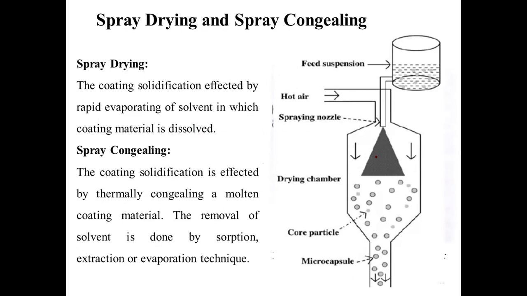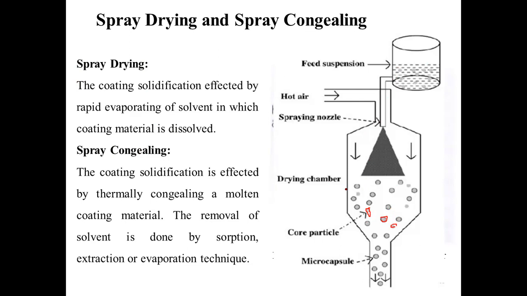Here we can see the feed suspension. From this, hot air is passed. These are the spraying nozzles where this feed suspension is sprayed. In this drying chamber, by these two methods, spray congealing or spray drying, your core materials get microencapsulated. This is our core material. This part and this part we call microcapsules, or we can call it encapsulated material.